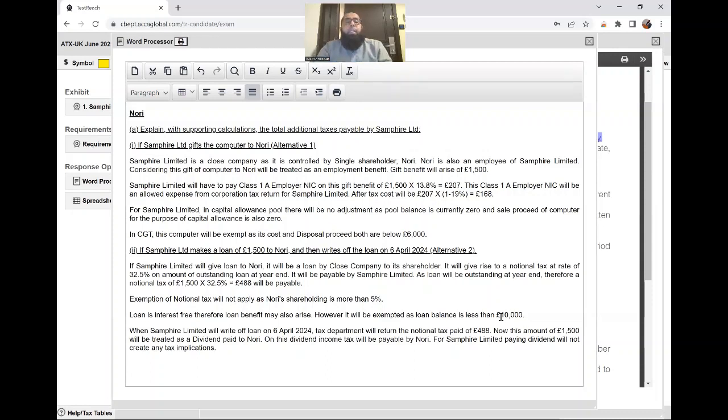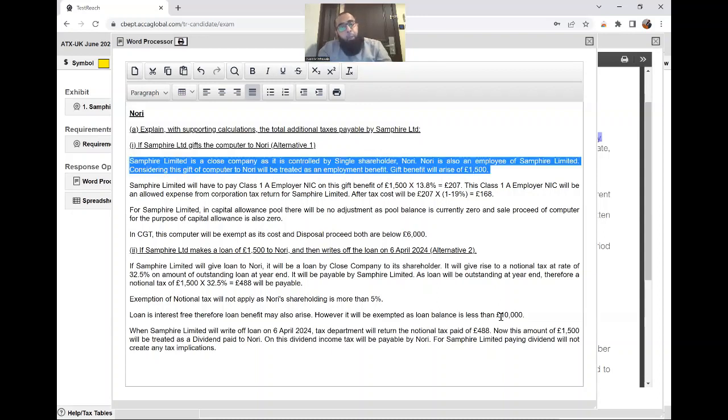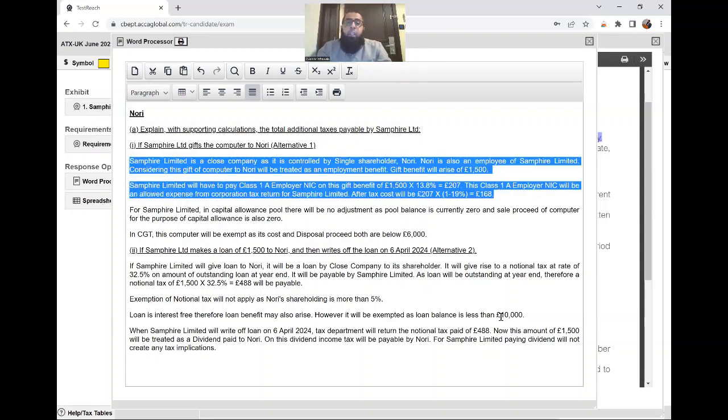Okay, so let's read it again. Part 1, he asked that if we gift a computer to Nuri. Now, Nuri is a shareholder of Sapphire Limited. Sapphire Limited is a closed company. If we give any benefit to a closed company's shareholder who is also an employee, it becomes an employment benefit. Okay, it becomes an employment benefit. There will be a gift benefit on which Sapphire Limited has to pay Class 1A employer NIC.